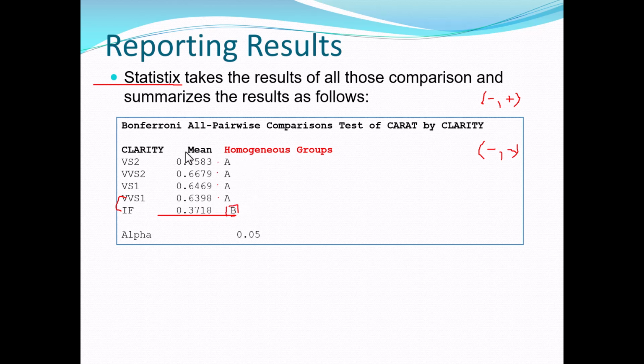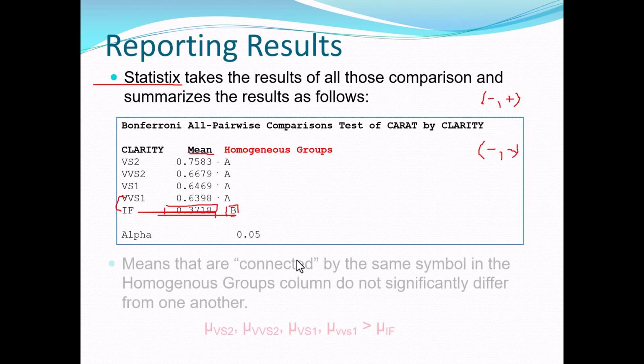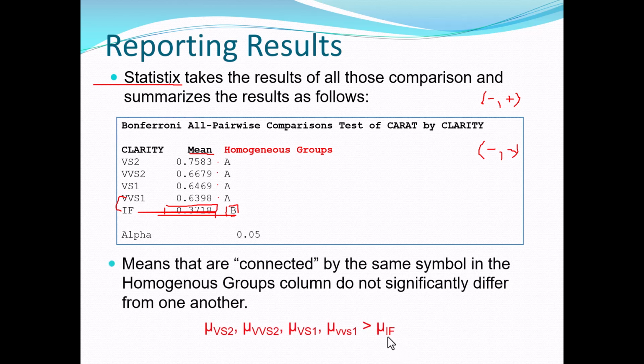And you can see the sample means here in this column. There's slight differences in the sample means, but they're not big enough to detect that the population means differ. Whereas the IF mean here is a lot different. There's a big enough difference between the IF sample mean and the other sample means that we're going to conclude that the IF group has a lower mean than all the other groups. You see I separated these with commas because I can't tell a difference in any of the population mean carat sizes of those four groups. They're all grouped together and they're connected in this case by the letter A. And that's how the software reports the result.